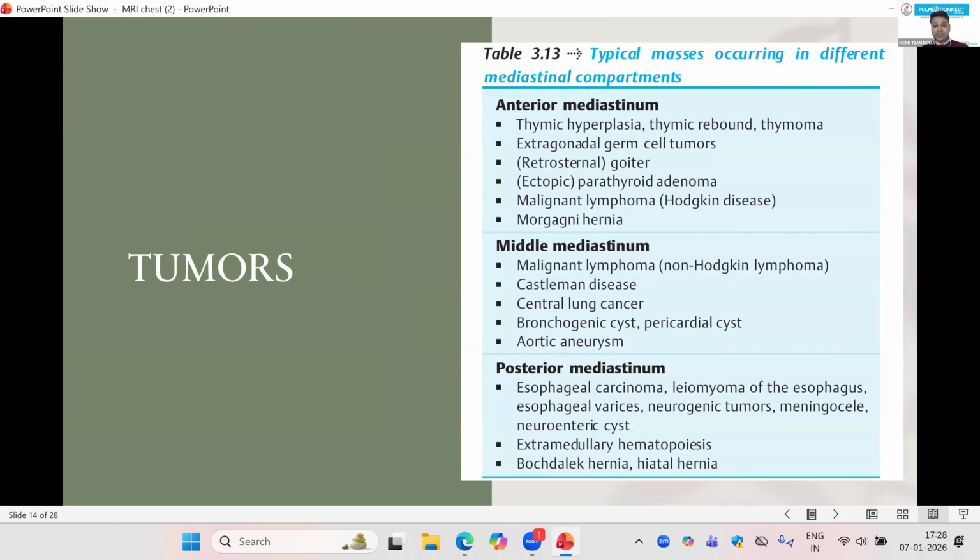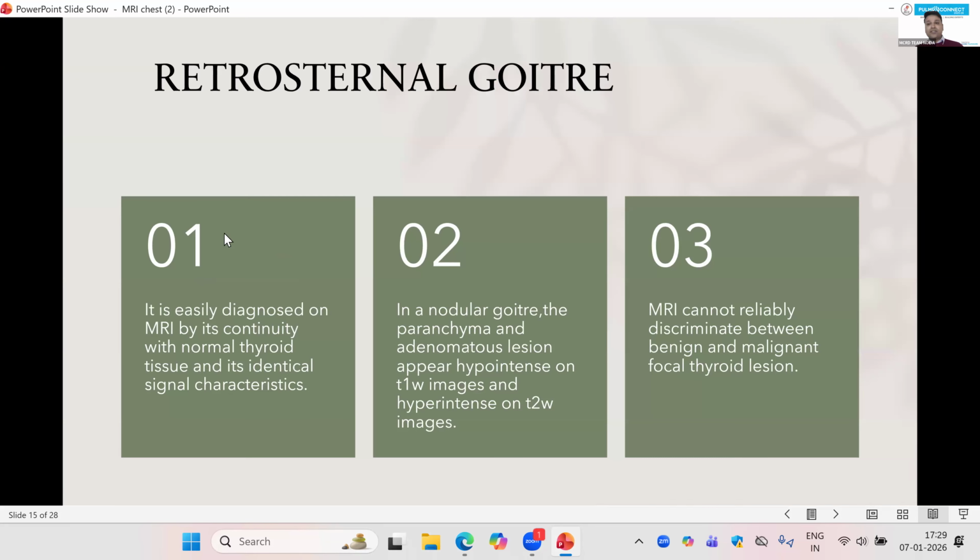Now the applications of MRI, where we'll be talking about tumors. There are anterior mediastinal tumors of various types, like thymic hyperplasia and others. Middle mediastinal tumors include malignant lymphoma, and sarcoidosis also comes in between, and cardiac MRI has a role in sarcoidosis. I think Dr. Kushbu already talked about it. And of course, in the lymph nodes, you can take a biopsy by EBUS and get the diagnosis of tuberculosis or sarcoidosis. In posterior mediastinal tumors, you have esophageal carcinoma and extramedullary hematopoiesis. We'll talk about one lesion and disease in the anterior mediastinum, that will be retrosternal goiter.